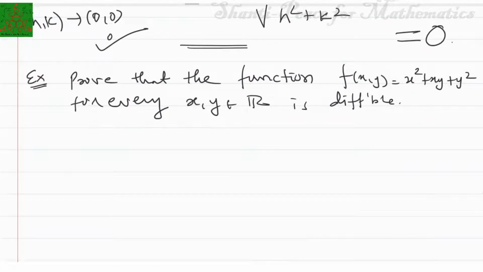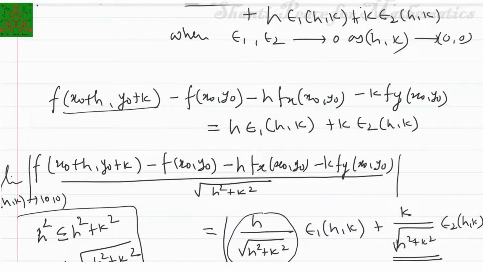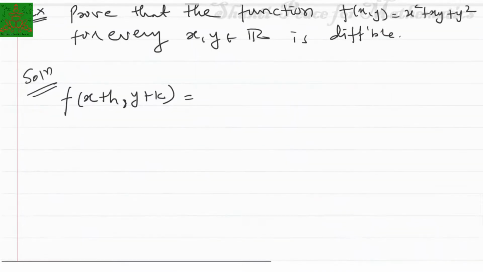So here let us try to solve this. What will be f of x plus h, y plus k that you have, because that is the quantity we have here, x0 plus h, y0 plus k, where x0 and y0 is a point. Here I want to prove that the function is differentiable at every point. So that's why I'm starting with x plus h, y plus k.